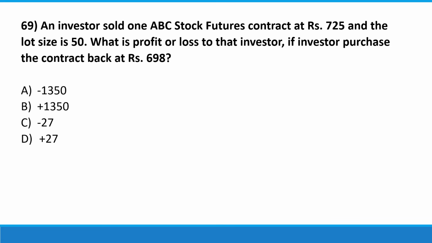An investor sold one ABC stock futures contract at 725 rupees and the lot size is 50. What is the profit or loss to the investor if investor purchased the contract back at 698 rupees? Option A, minus 1350. Option B, plus 1350. Option C, minus 27. And option D, plus 27.